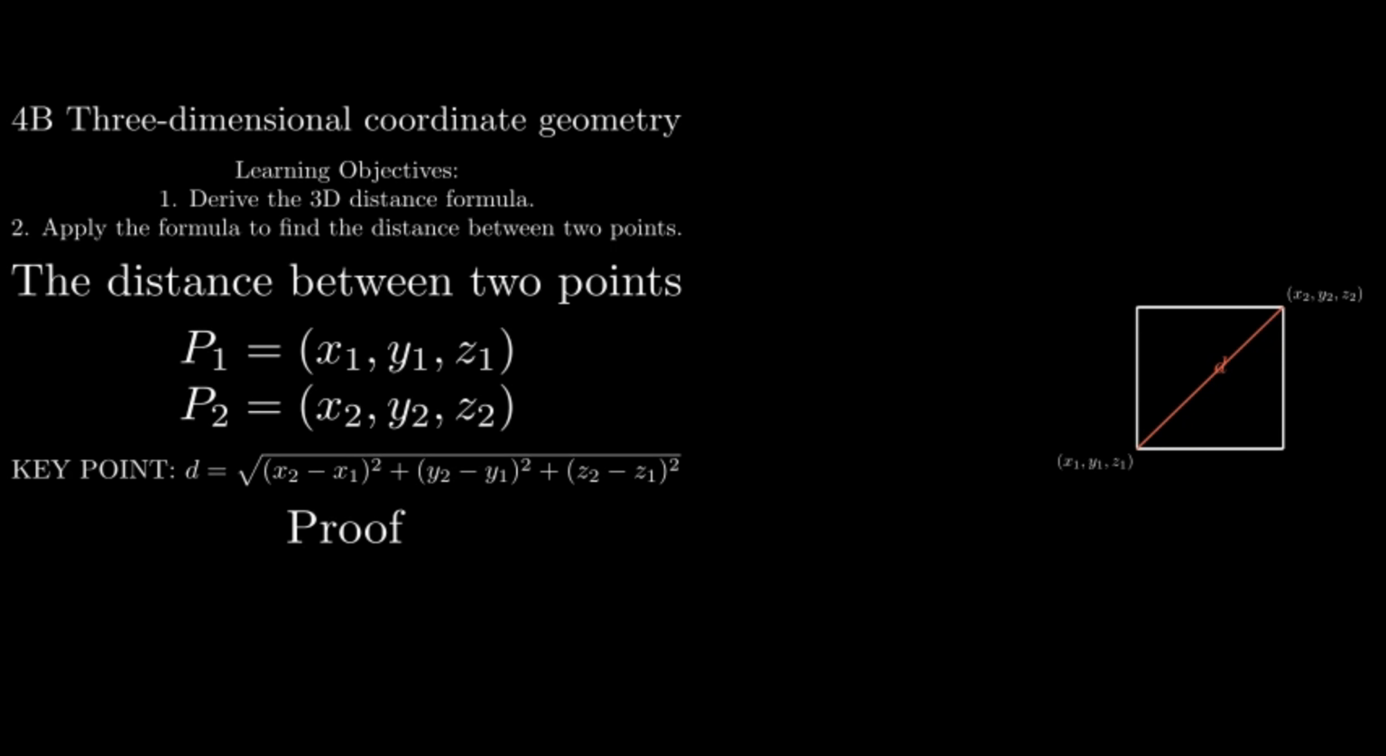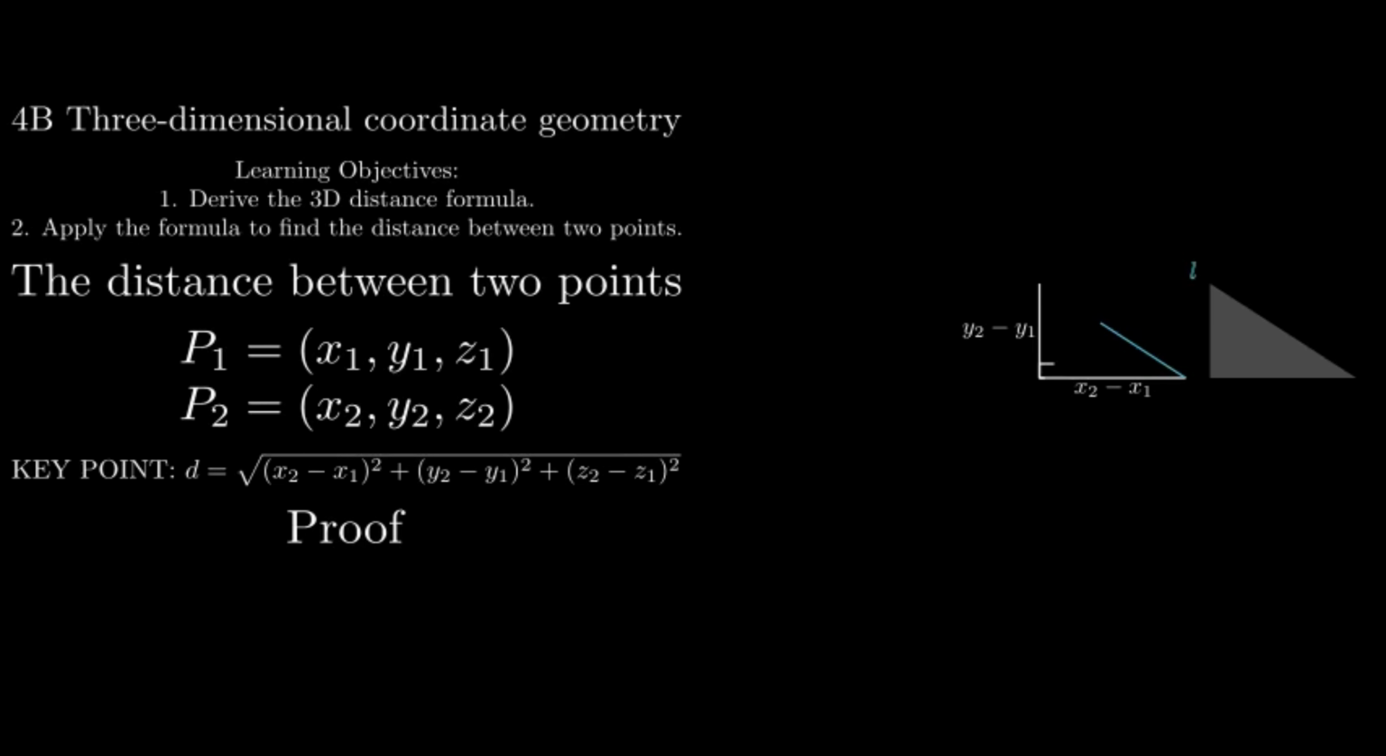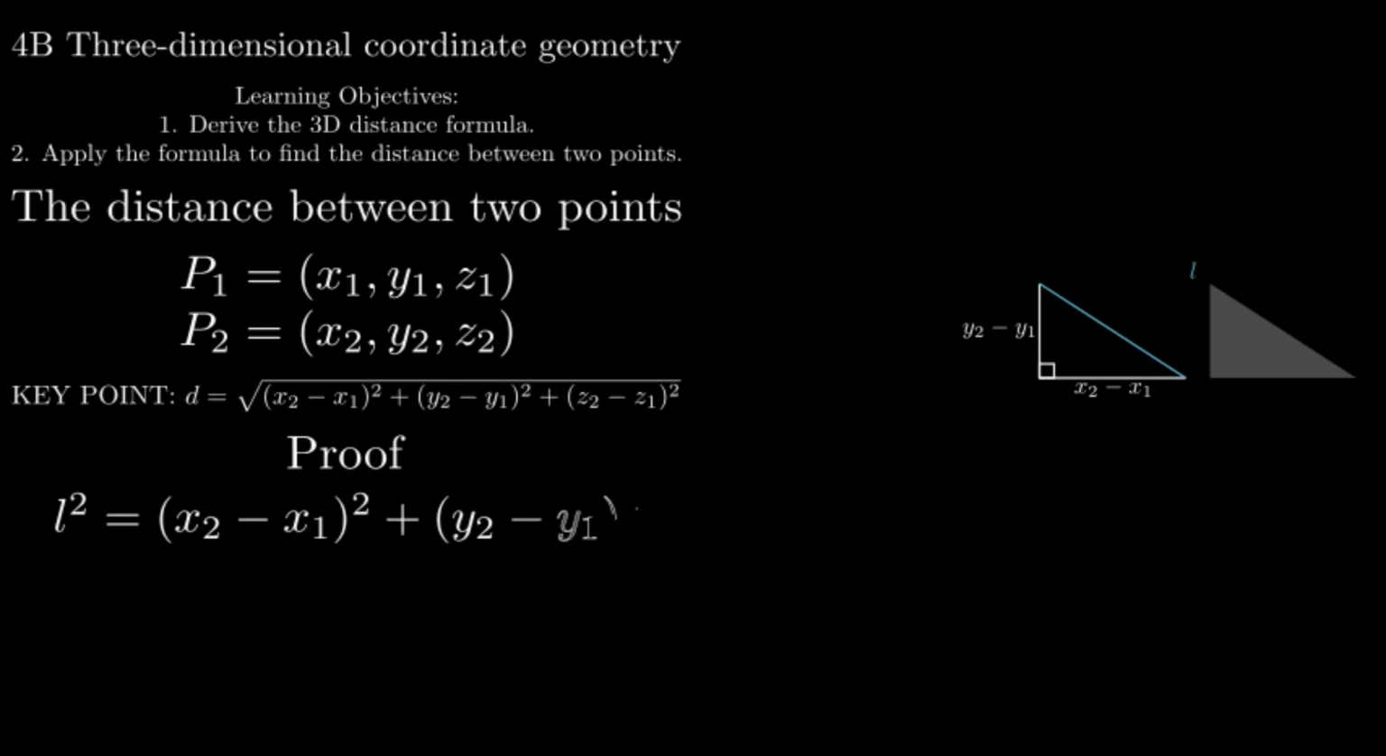To find d, we first need to find the length of the diagonal across the base of the cuboid. Let's call this length L. Look at the flat base of the box. It's a rectangle. The change in x is x2 minus x1, and the change in y is y2 minus y1. These form the 2 sides of a right-angled triangle on the base, with the diagonal L as the hypotenuse. Using Pythagoras' theorem in 2D on this base triangle, we can relate L to the sides. So L squared is equal to the square of the change in x plus the square of the change in y. This is just the standard 2D distance formula squared.